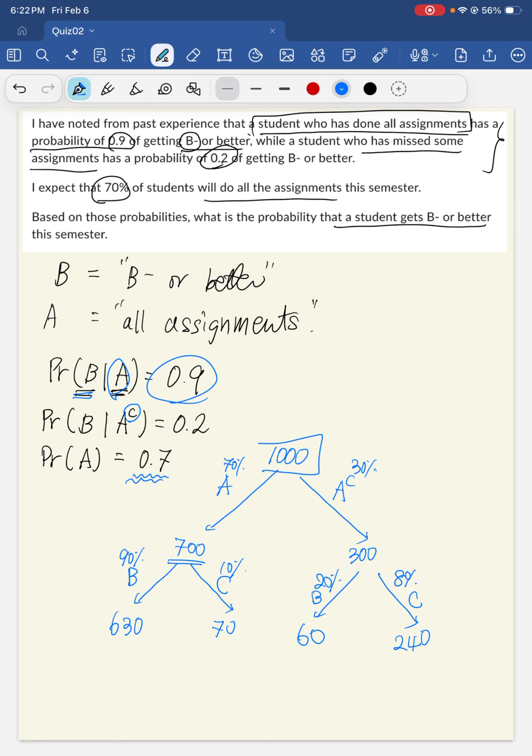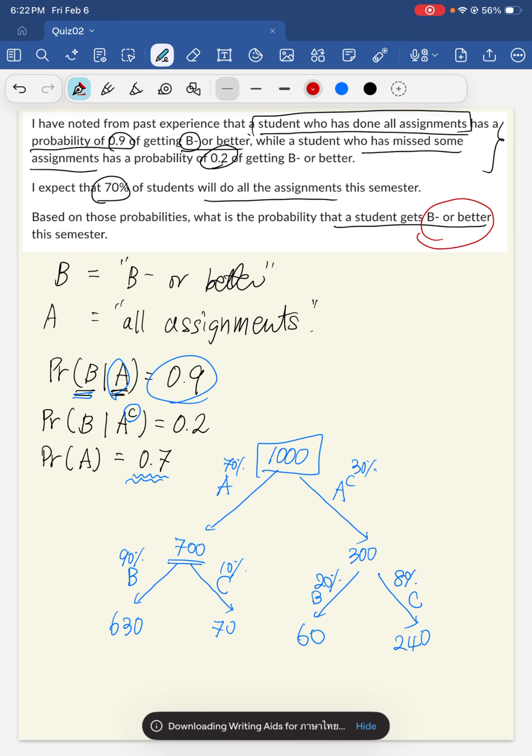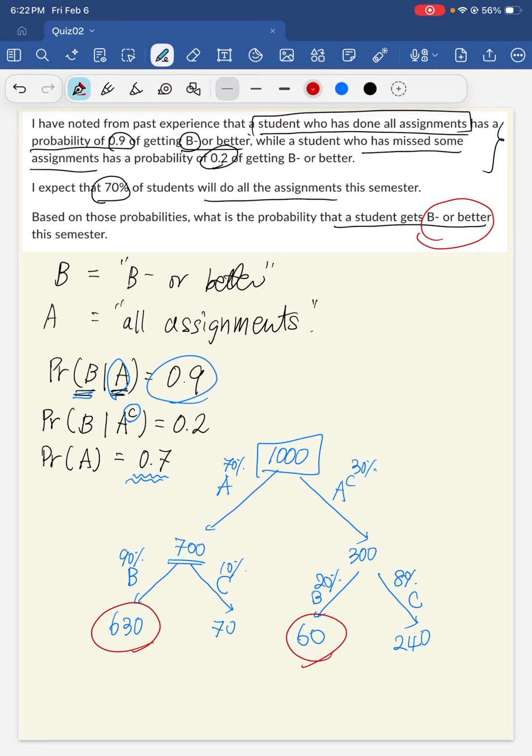So starting from an imaginary 1,000 students, I classify them using the information given in the question into 4 groups. And then we are interested in this event, B minus or better, in the end. And we will have this group and this group who get B minus or better at the end. So out of a total of 1,000 students, because we are considering unconditional probability, 630 plus 60 is the number of students who get B minus or better.